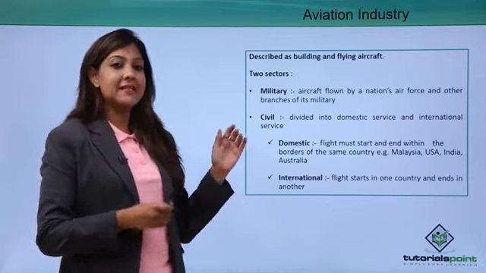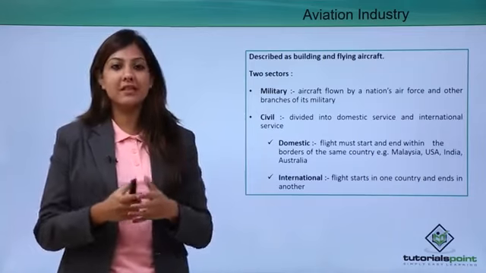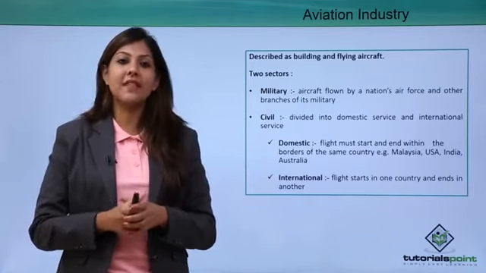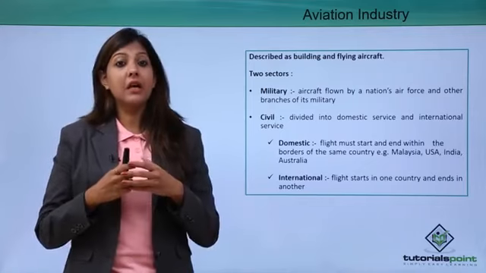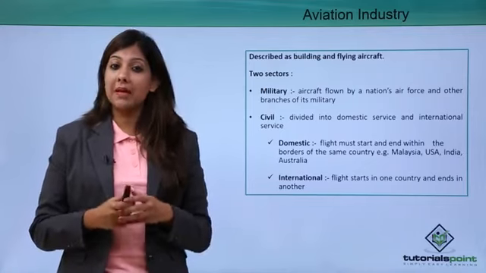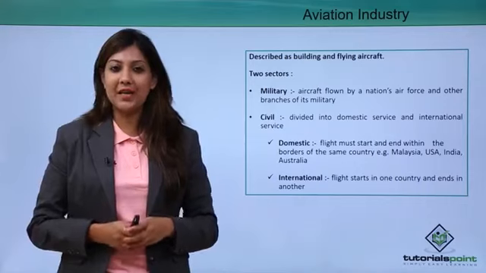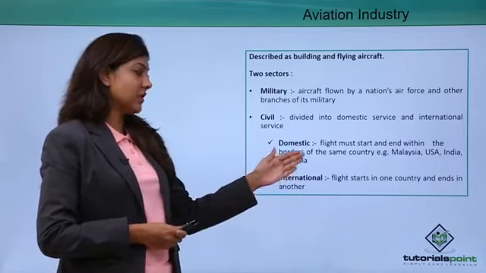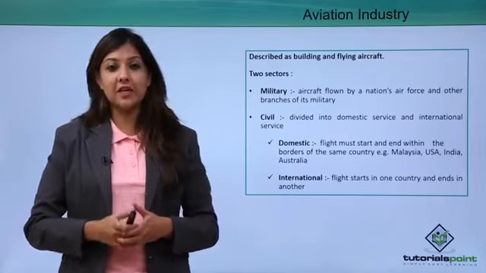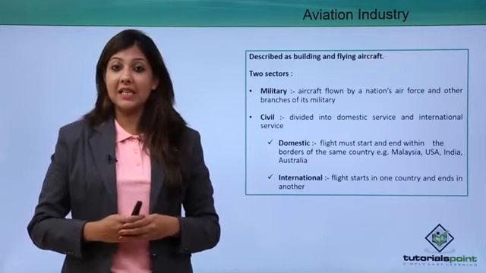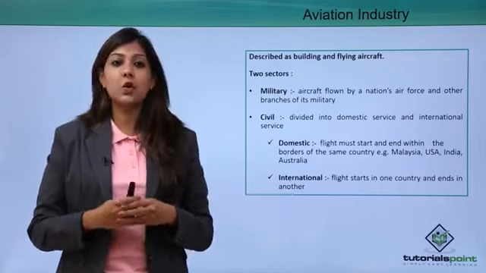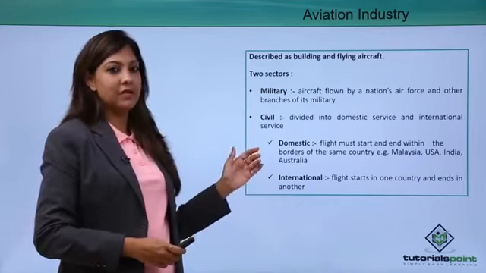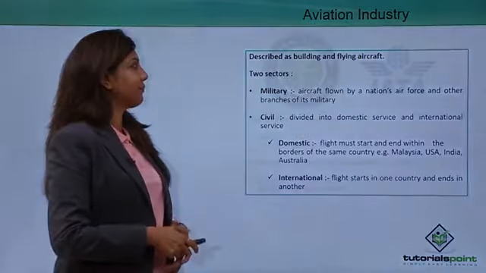Domestic airlines are flights which operate within the same country. Therein they have to take off as well as land within that particular country. For example, take off and land within India, Malaysia, USA, Australia, etc. Coming to international airlines, these are flights which start from one country and end in another country, right, from India to Australia, India to Hong Kong, etc. So this, my friends, is the two segments of the aviation industry.